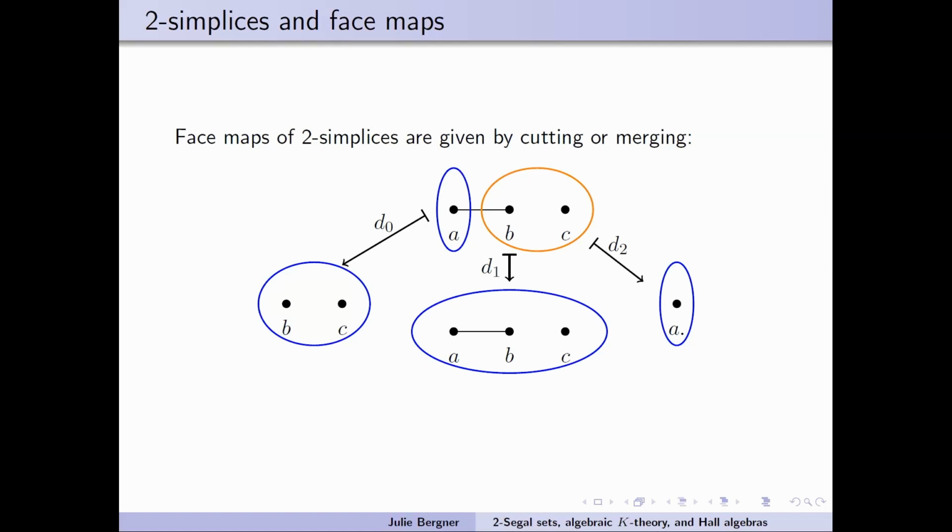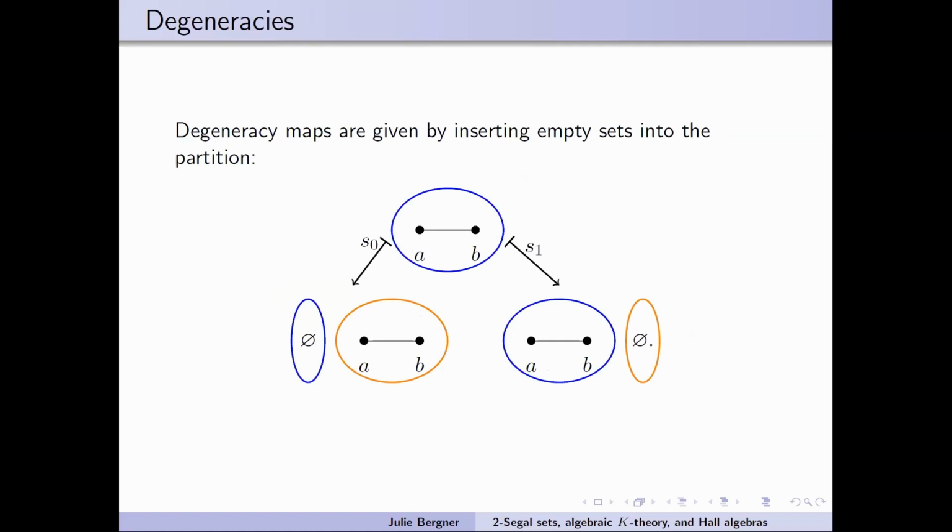So this is how the face maps work. Outer faces are chopping things off, inner faces are merging things. Degeneracies are given by just inserting empty sets. Here's the one simplex, just the subgraph, and we insert an empty set into its own set in the partition. S0 will put the empty set first, remembering blue goes before orange, and then the subgraph by itself. And S1 will do the opposite: it keeps the subgraph first and puts the empty set second.